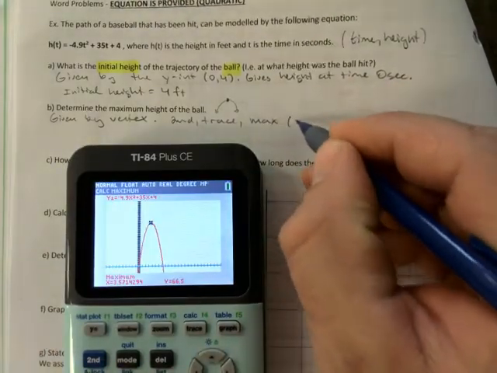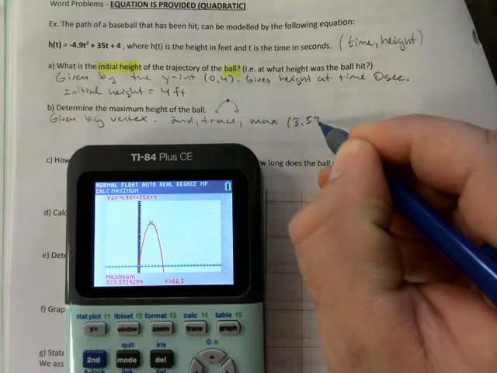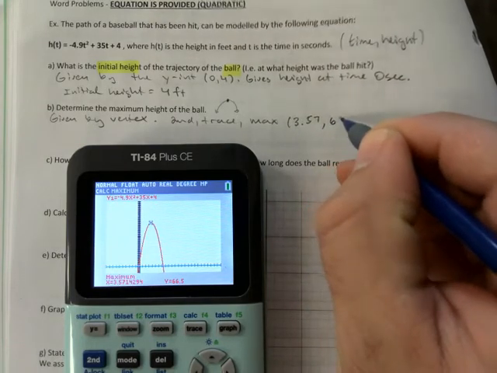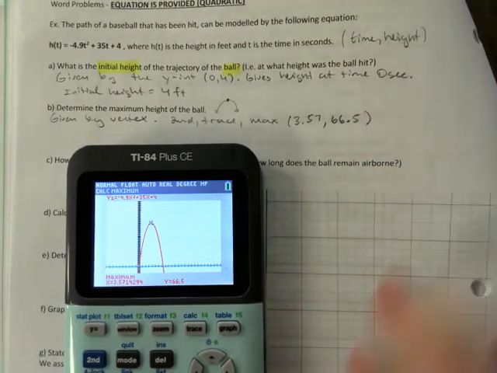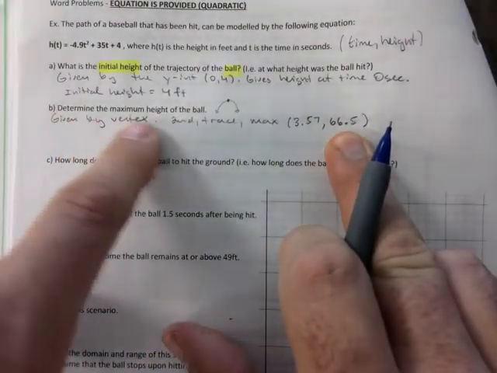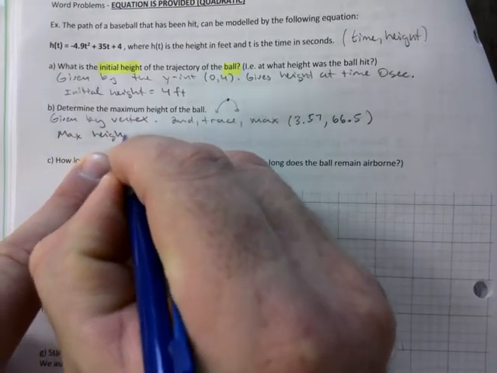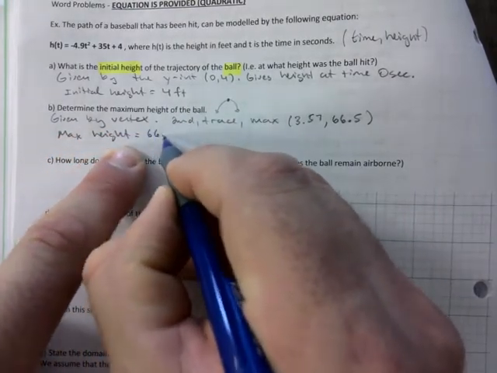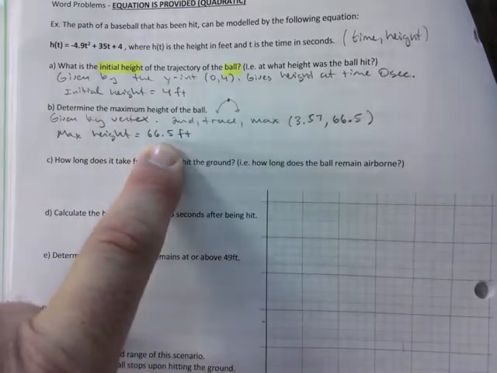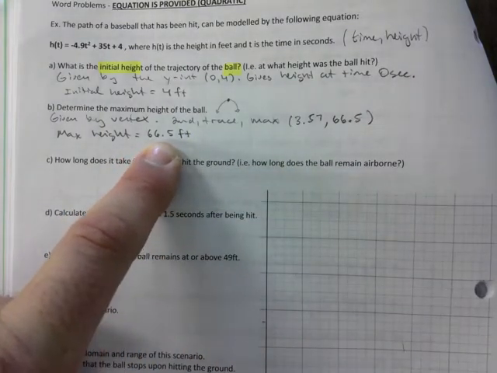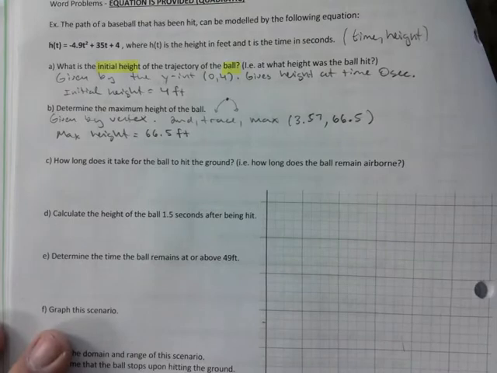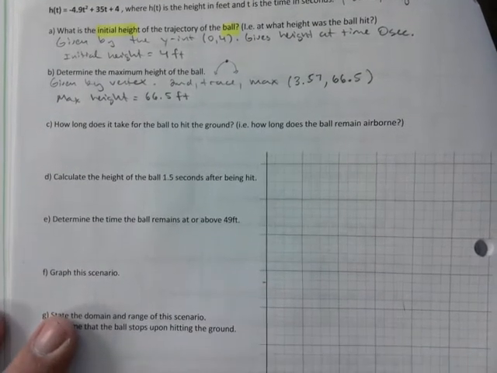So write it down. I actually encourage you to do that. And it's 66.5. Knowing that the first number represents time and the second is the height, in this case, the max height is 66.5 feet, right? You've got to give me units, don't just give me 66.5. Everything now has a meaning and has units.